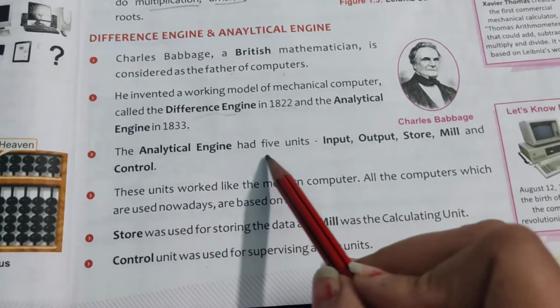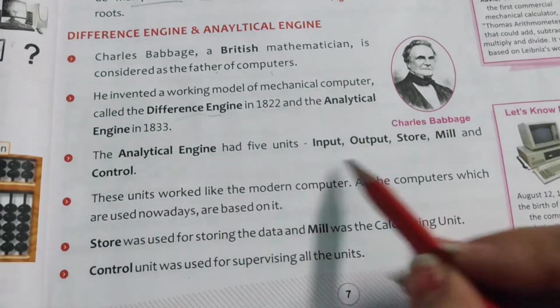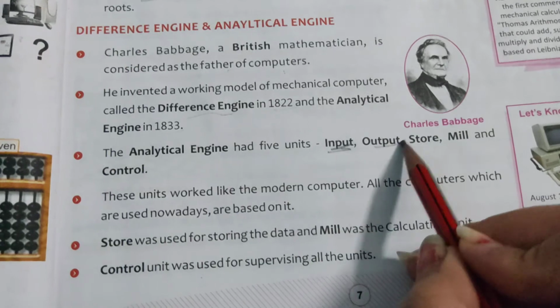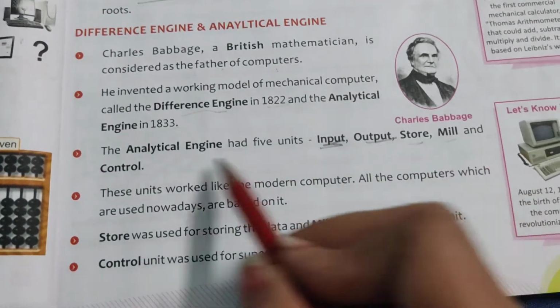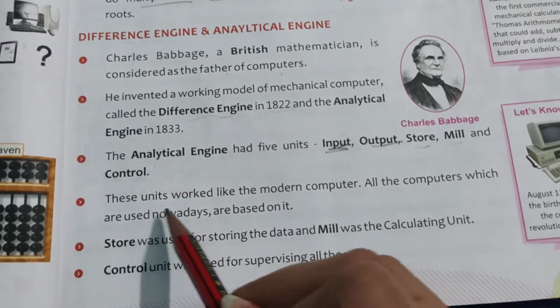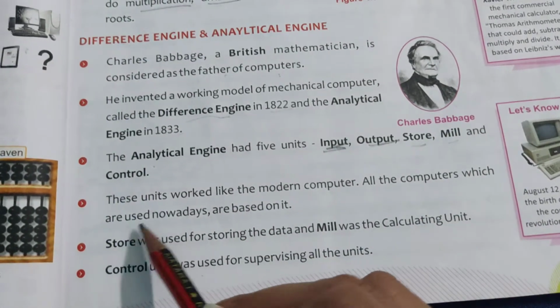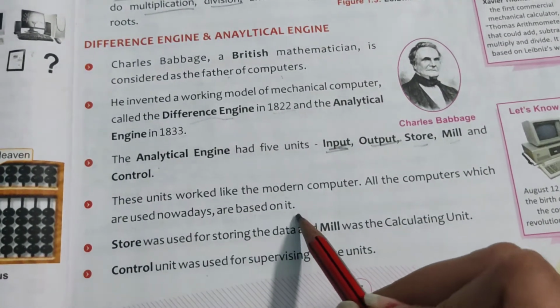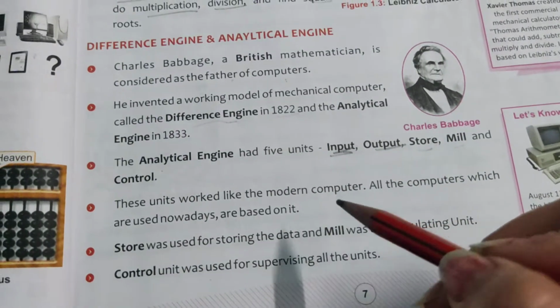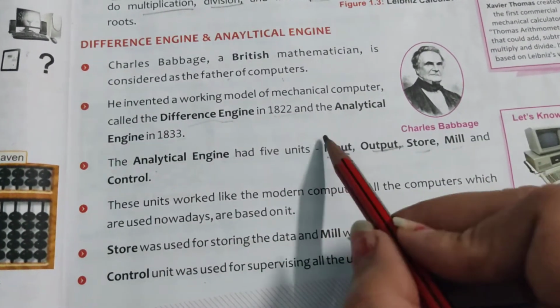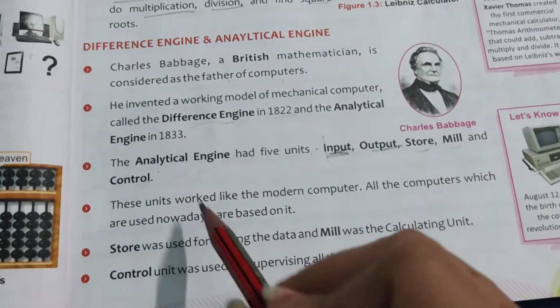The analytical engine has 5 units. 5 things were there: input, output, store, mill and control. These units work like the modern computer. All the computers which are used nowadays are based on it. Now nowadays LED, LCD, whichever computer we are using, it is having these 5 things.